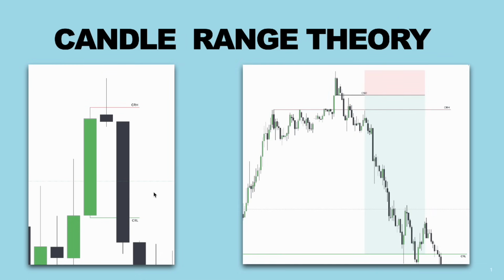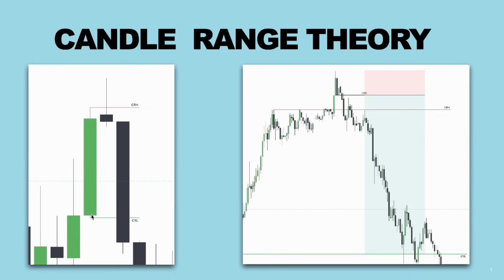Now, let's get into the core of the CRT concept. Candle range theory played a crucial role in helping me develop my 9 a.m. CR model. I've seen comments suggesting that I'm merely repeating others' teachings, but that's not the case. The 9 a.m. CR model, while rooted in the principles of CRT and the power of three, open, high, low, close, is a unique approach specifically designed with timing in mind. So what exactly is CRT?